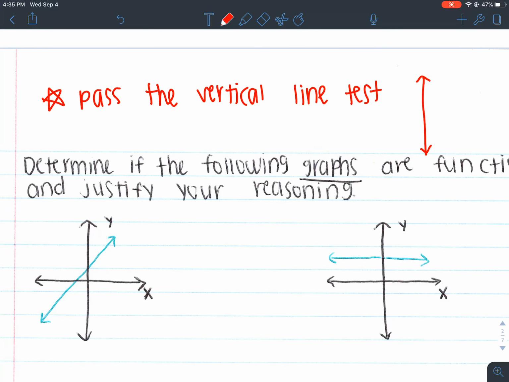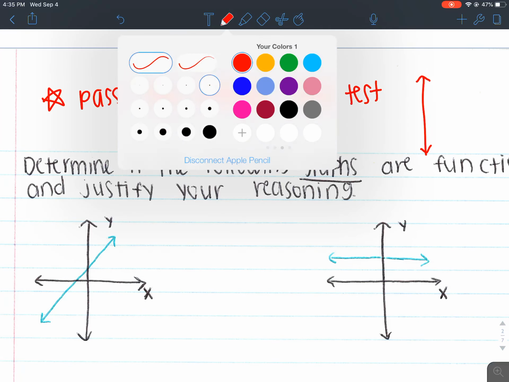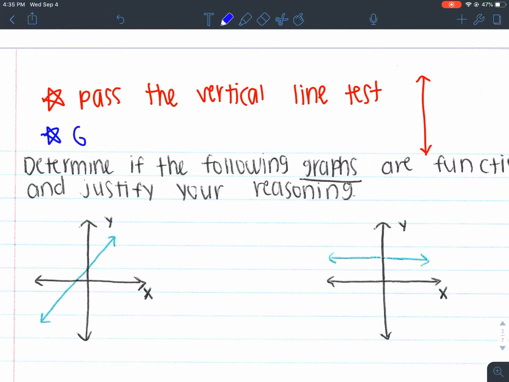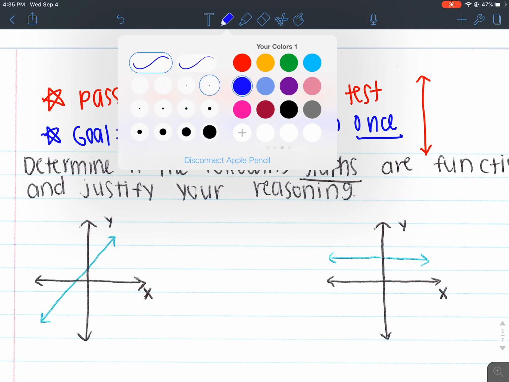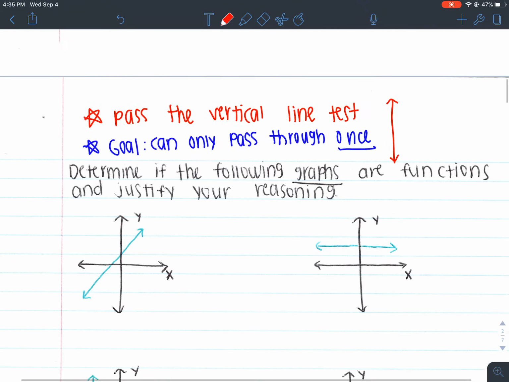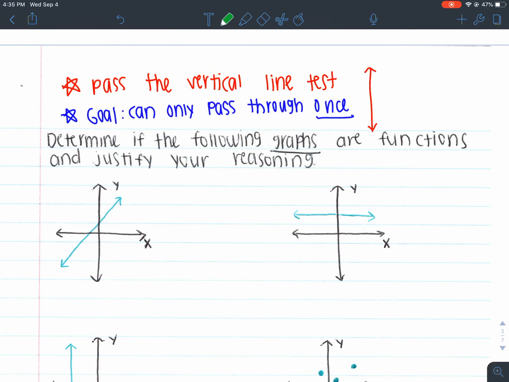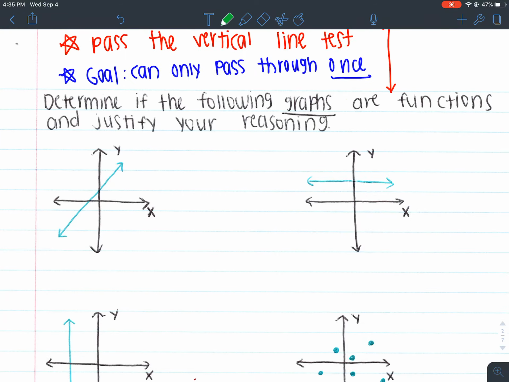So the goal here, let me put that in blue. Goal: the graph can only pass through the vertical line once. So if you draw a vertical line, your graph can only go through the vertical line once. If it goes through it more, then it is not okay. It fails, which means it's not a function. So let's go ahead and practice with the first one.